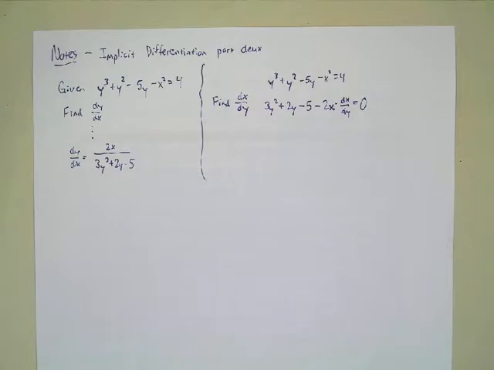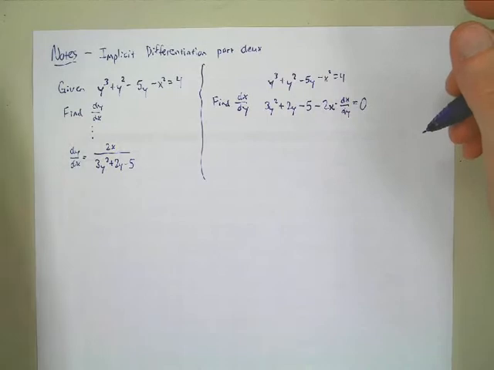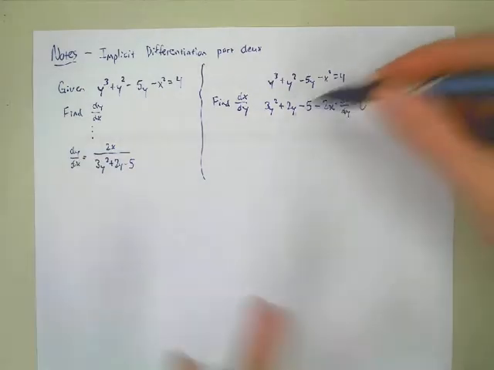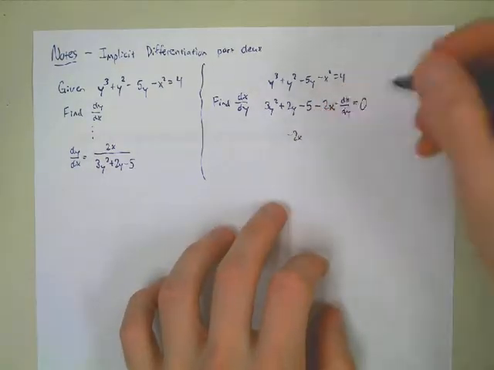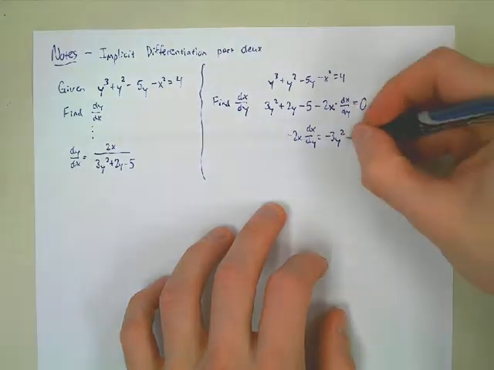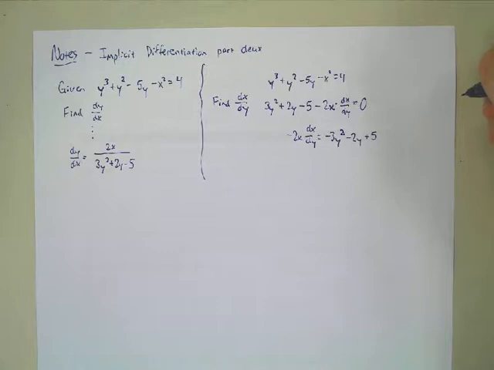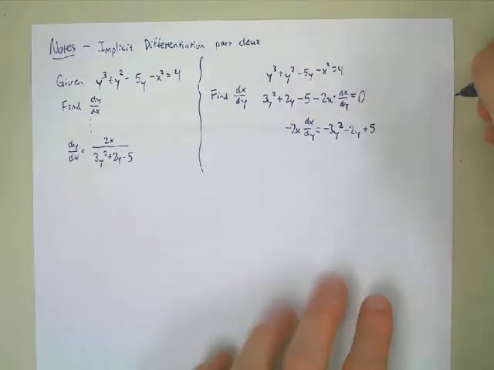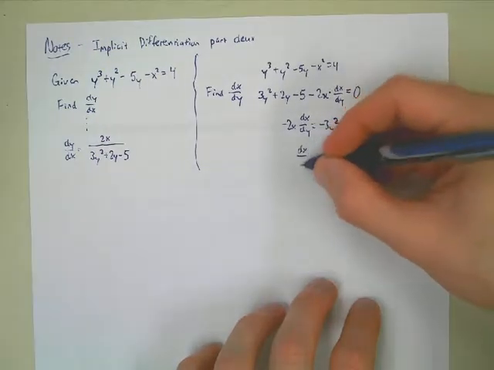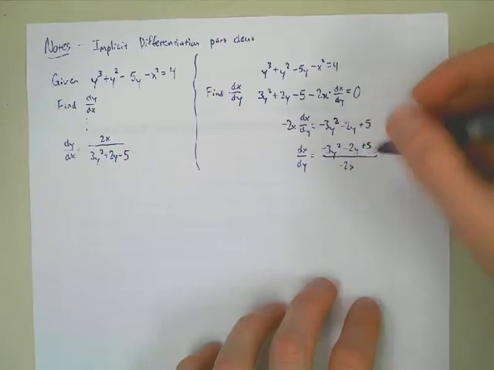What should we start doing here now if I want to find dx/dy? Let's take it step by step. We've taken the derivative. We need to get dx/dy by itself. We want all the dx/dy terms on one side, normally the left-hand side, and we move everything else to the right-hand side. So we'll leave the negative 2x dx/dy, and then over here, negative 3y squared, minus 2y, plus 5. Next step, Christian? Divide both sides by negative 2x. And that's your answer.